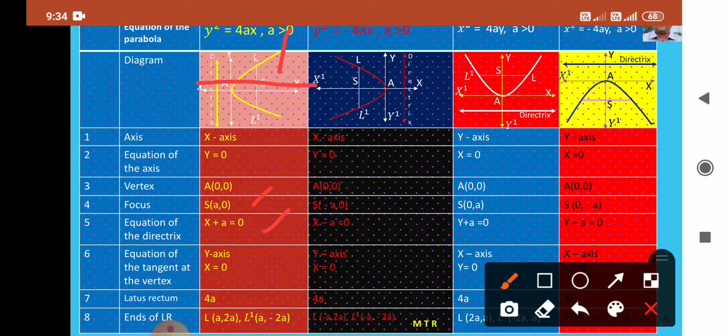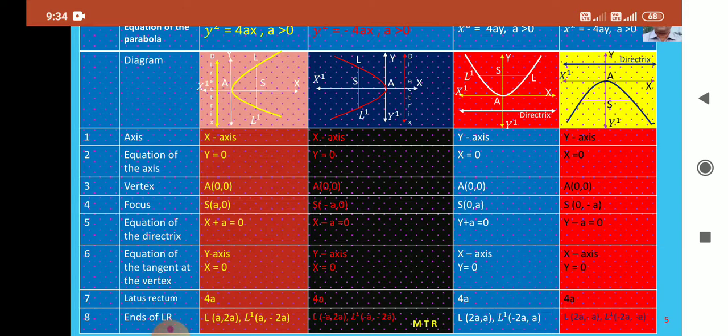Equation of tangent at vertex: here the tangent at vertex is the y-axis, and the y-axis equation is x is equal to 0. Latus rectum we already found, 4a. Ends of the latus rectum, that is the coordinates of L and L dash, are (a, 2a) and (a, minus 2a). These are the formulas if the axis is on the x-axis and y square is equal to 4ax, where a greater than 0.